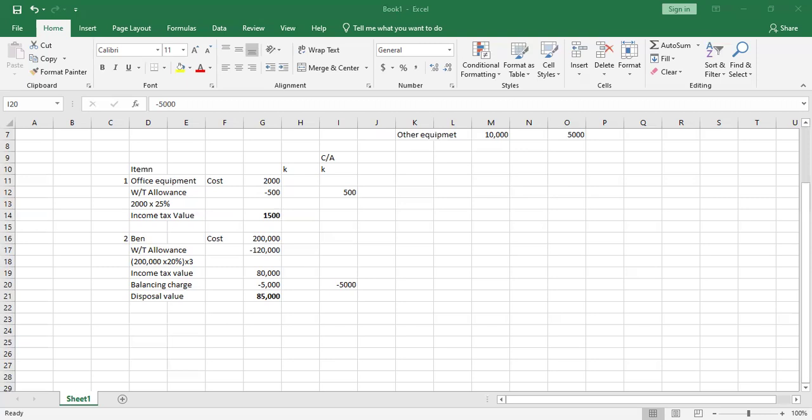So basically, when we construct, the qualifying cost has to be net of the value of the land. The value of the land has to be deducted from the total cost of the building that we construct. I don't know if you have any questions so far.